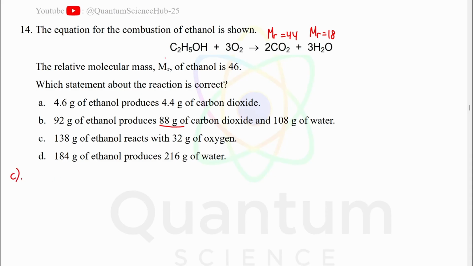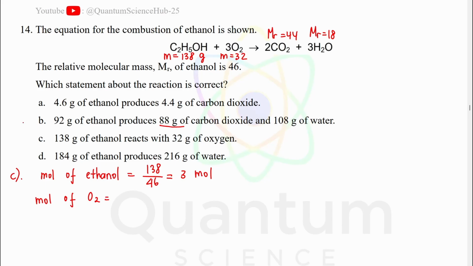So we have the mass for ethanol here as 138 gram and the oxygen is 32. Now let's find the mole of ethanol. Mole equals mass over Mr. The Mr is 46, so it equals 3 mole. Now we use the concept of jumping mole to find the mole of O2. Oxygen here is 3 molecules, right? So 3 over 1 times 3 mole equals 9 mole.